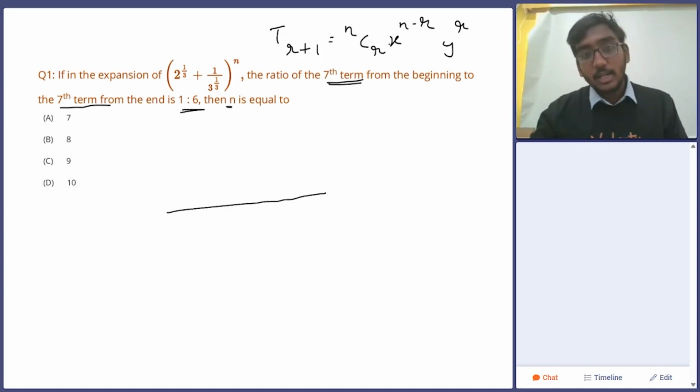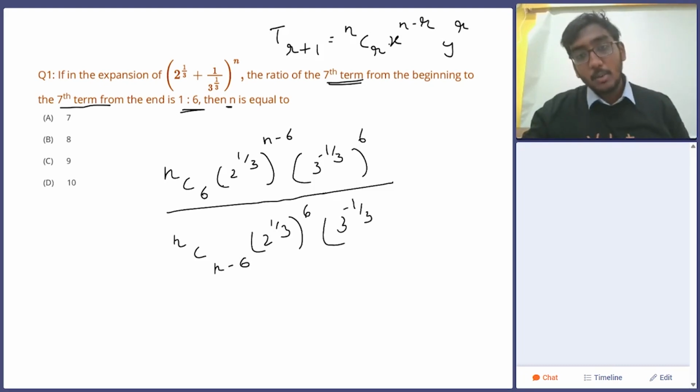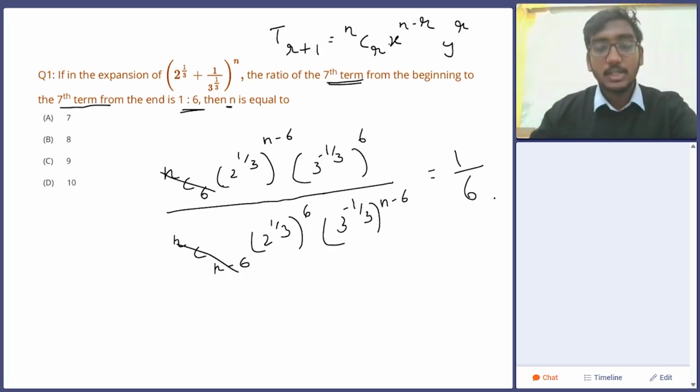I will write the ratio directly. It will be nC6, 2 to the power 1 by 3, to the power n minus 6, and 3 to the power negative 1 by 3, the whole power 6. And what about the denominator? It will be nC(n minus 6), and it will be 2 to the power 1 by 3, the whole power 6, and 3 to the power negative 1 by 3, the whole power n minus 6. And this ratio is known to be 1 upon 6, right? They have given it as 1:6. And nCr is the same as nC(n minus r), so you can cancel those two.